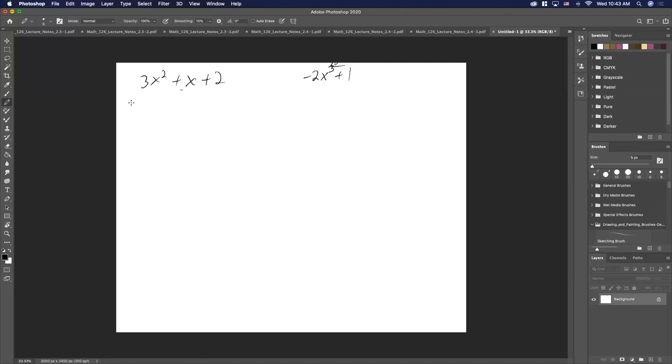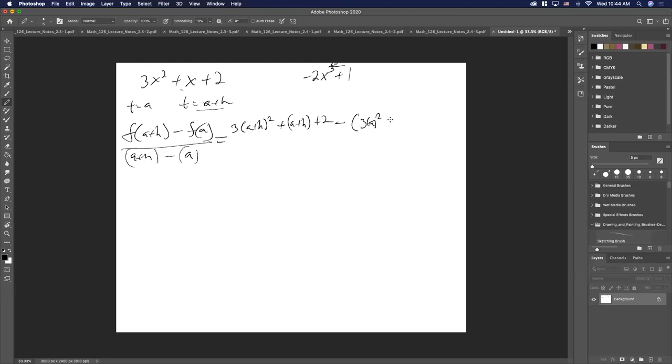So here, if I'm going to go from t equals a to t equals a plus h, I'll go a little bit slower this time. So here, the average rate of change will be f of a plus h minus f of a, all over a plus h, which is this value here, minus a, which is this value here. We simplify this out. We're going to plug in everywhere we see an x squared. So this would be 3 times (a plus h) squared plus a plus h plus 2 minus the quantity of 3a squared plus a plus 2, all over, and here, this just simplifies to h.